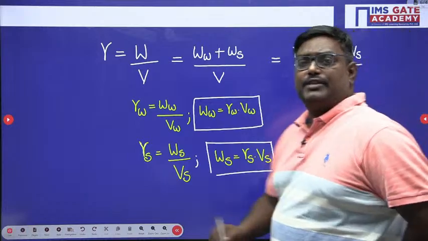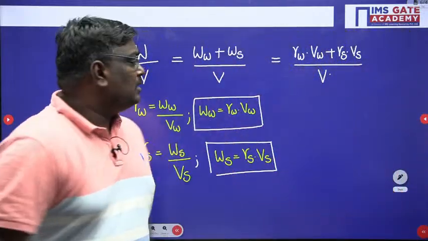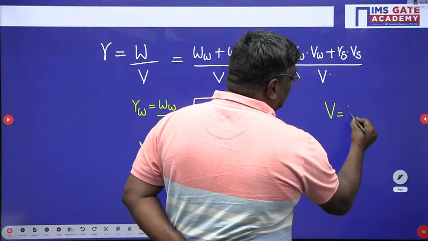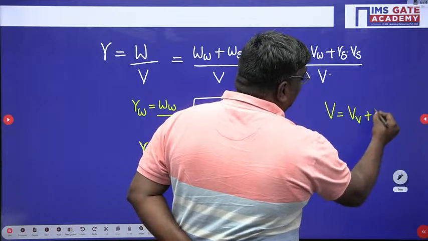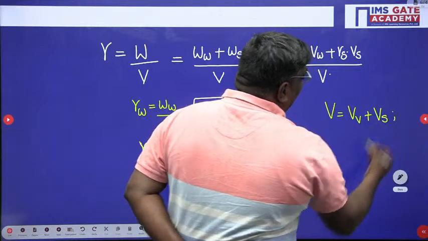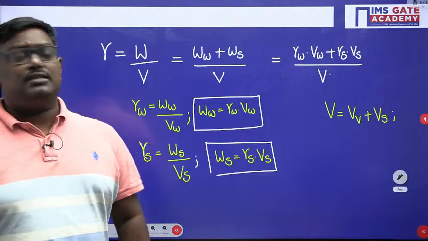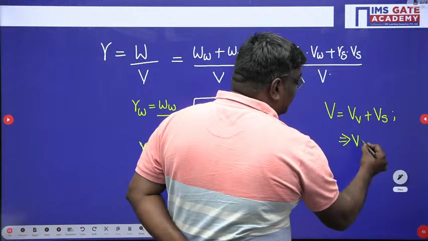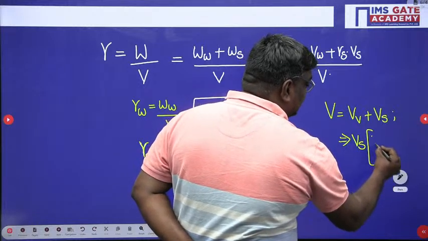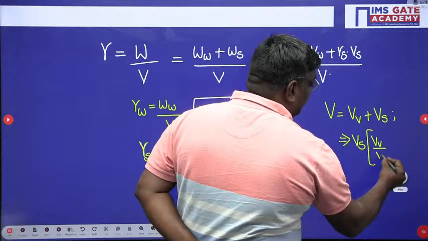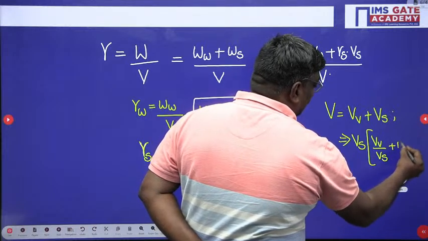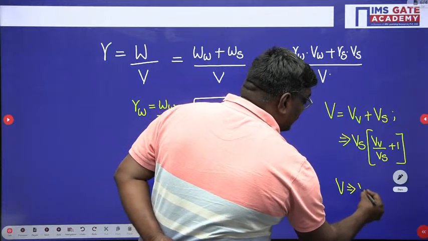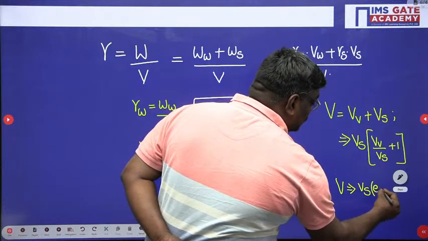And remember, my dear students, what do you mean by V, sir? Here I will write a separate equation. V is equal to, what is total volume? Can anyone tell me? Total volume can be written as volume of voids plus volume of solids. If I take volume of solids common, it can be written as Vs into Vv by Vs plus 1. So my dear students, total volume can be written as Vs into e plus 1.